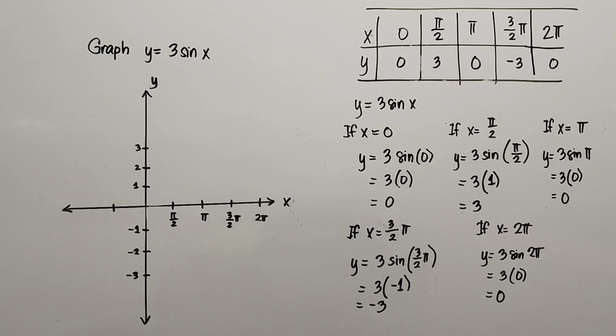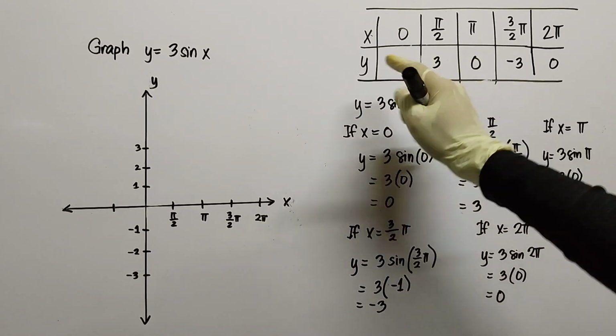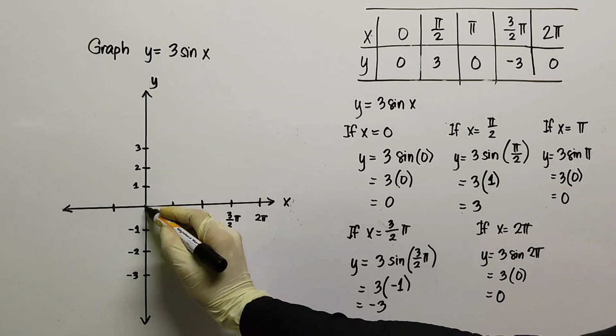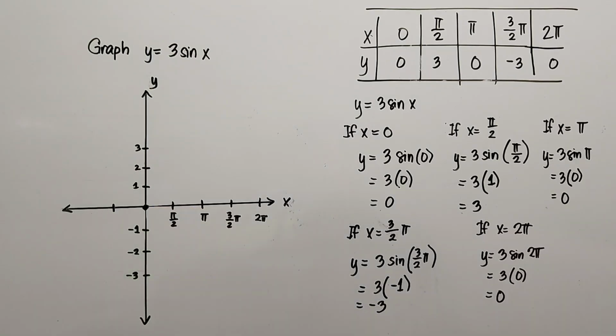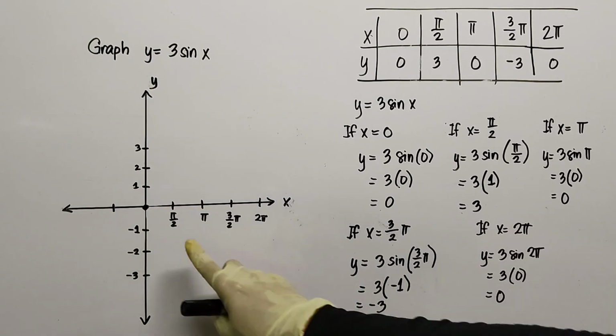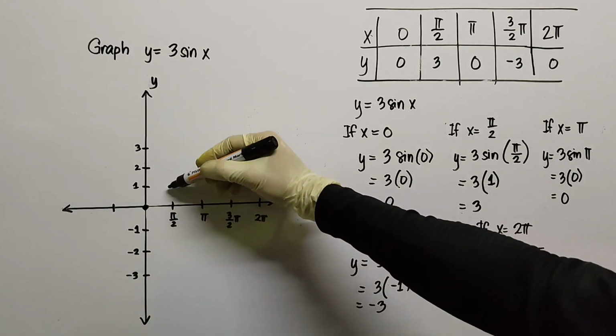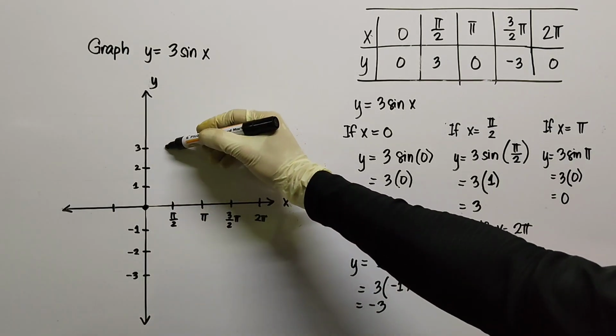We will now plot the coordinates of our points. So the first is 0, 0. So that is in the origin. The second coordinate is pi over 2 and 3. So at pi over 2, the y coordinate is 3. So this is our point.